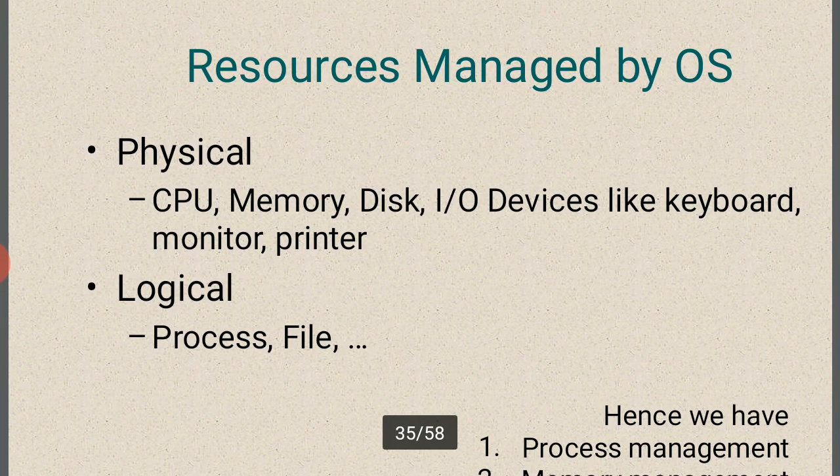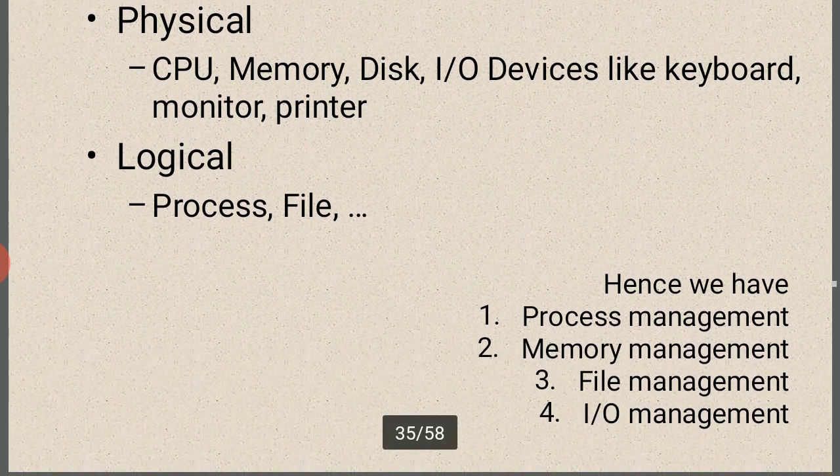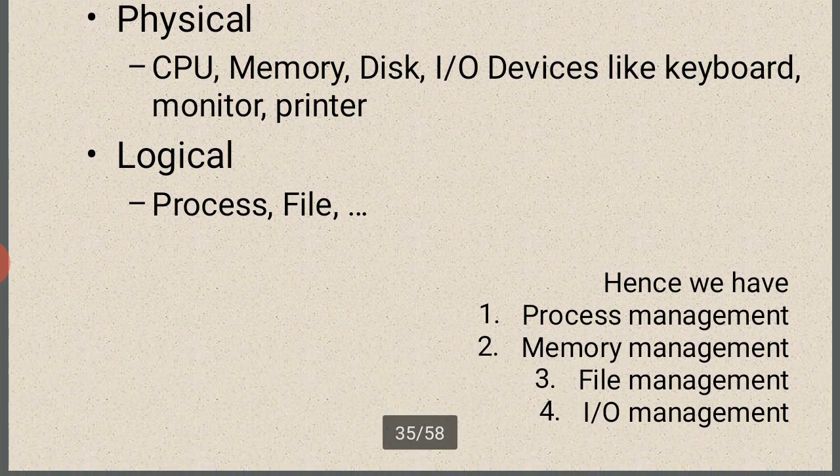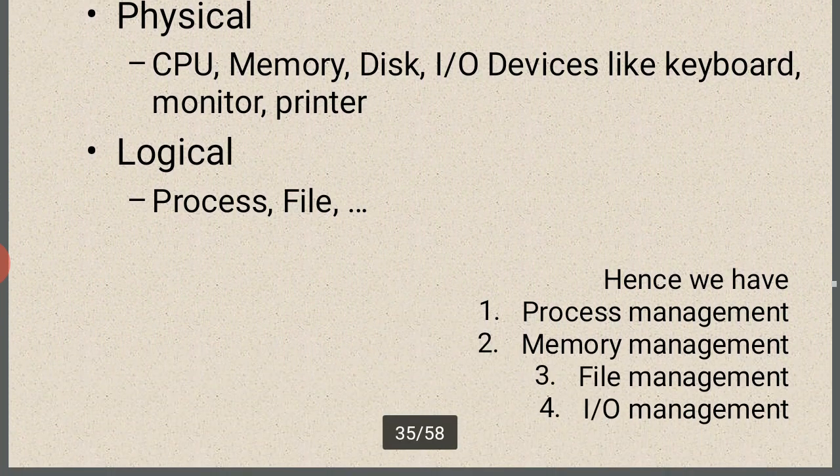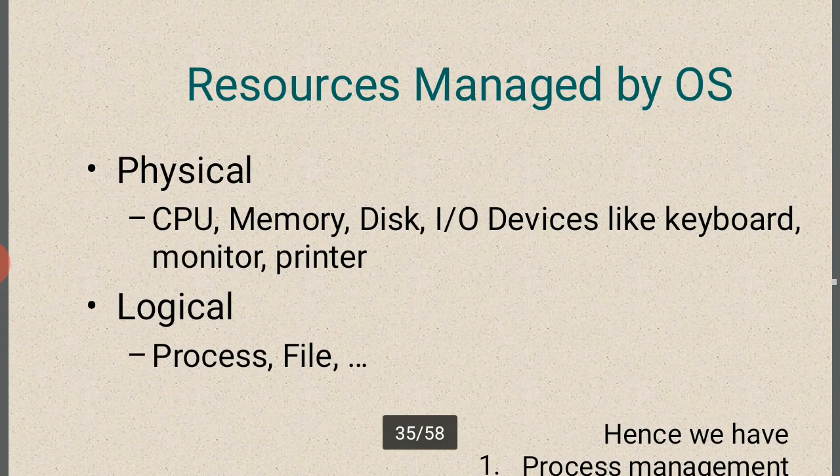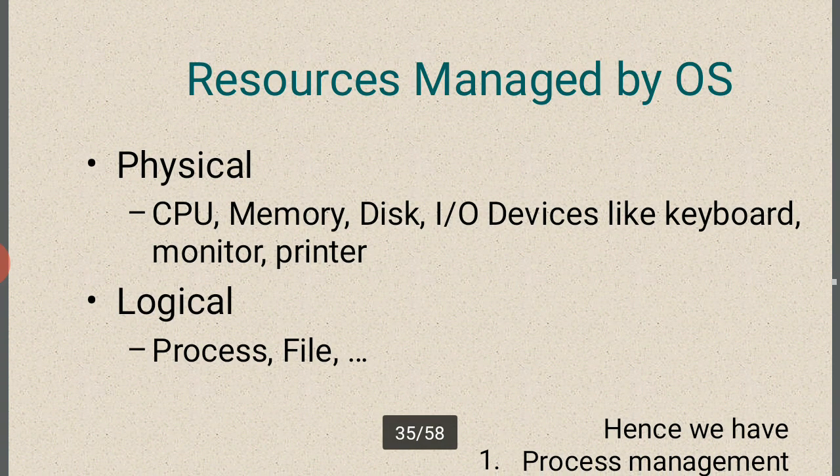Resources managed by the operating system are physical: CPU, central processing unit, memory, disk, input output devices like keyboard, monitor, printer; and logical: processes and files. Hence we have process management, memory management, file management, and input output management. These four tasks do the resource management by the operating system, physical and logical.